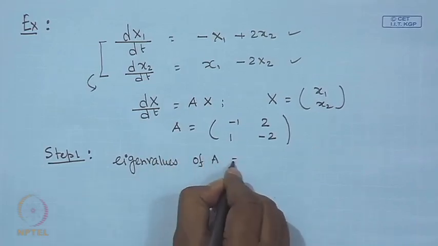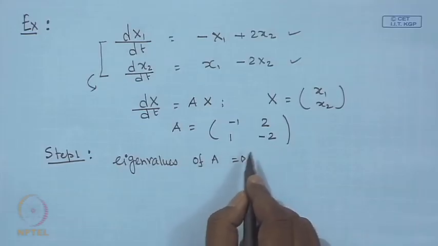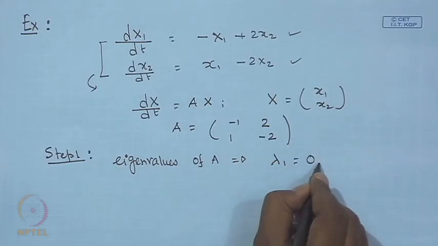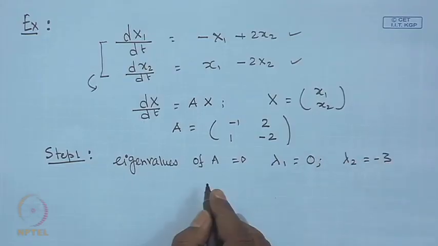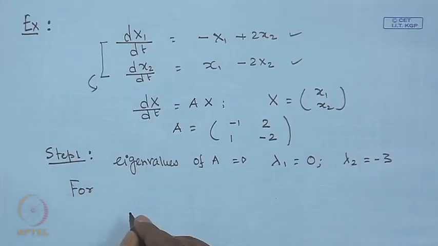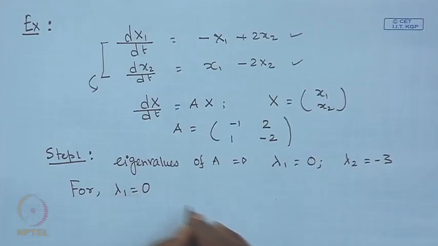Eigenvalues of A, we have already seen how to evaluate the eigenvalues. So, the eigenvalues in this case are lambda 1 equal to 0 and lambda 2 equal to minus 3. Now, we can evaluate the corresponding eigenvectors, capital X 1 and capital X 2, which are basically eigenvectors of A. We have already seen how to do that in detail in the earlier examples. I am just writing the solution.